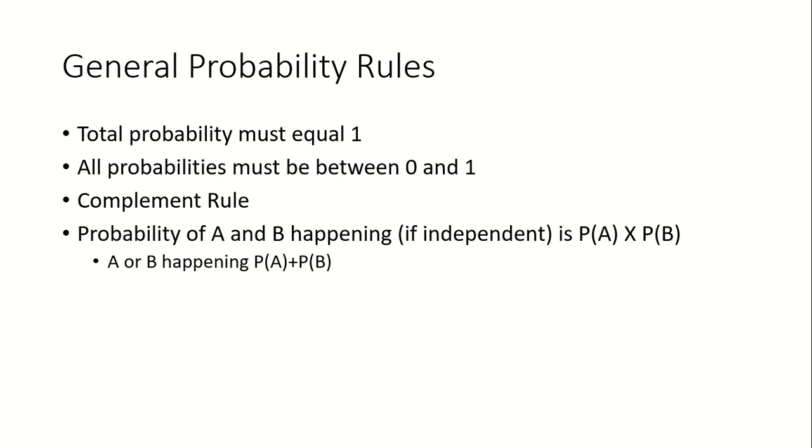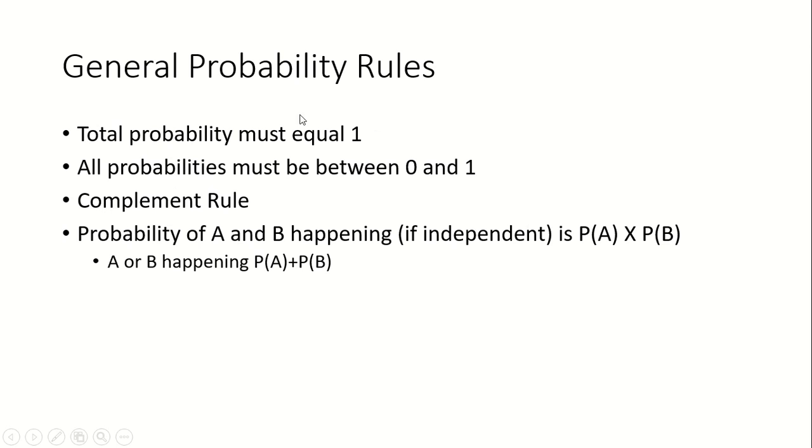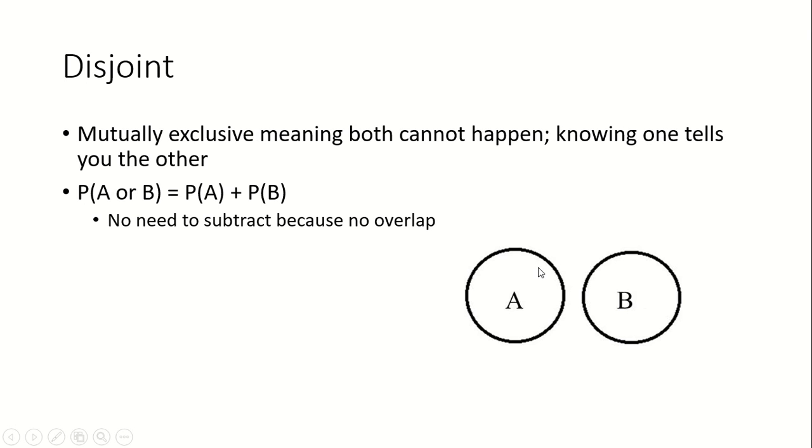And if they're completely independent, when you're doing the general addition rule, you need to add the probability of A and the probability of B, and then subtract the probability of both. So it's very important. On this slide, I have the probability or written this way, but when it's general addition, you need to account for the area in the middle. When it's disjoint, you can just simply add them without subtraction because there isn't overlap.